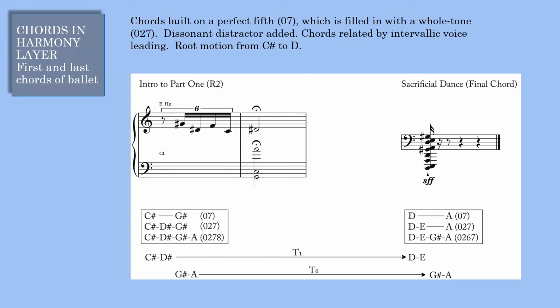Here we see the first and last chords in the ballet. Both are built on a perfect fifth, 0-7, which is filled in with a whole tone, 0-2-7. To this consonant frame, a dissonant semitone distractor is added, either below or above the fifth of the chord. Thinking about the chords as related by intervallic voice leading, the G-sharp A remains the same, while the C-sharp D-sharp moves up a semitone to D-E. The root progression is from C-sharp, the central pitch of the opening measures, to D, the central pitch of the whole of part 2.